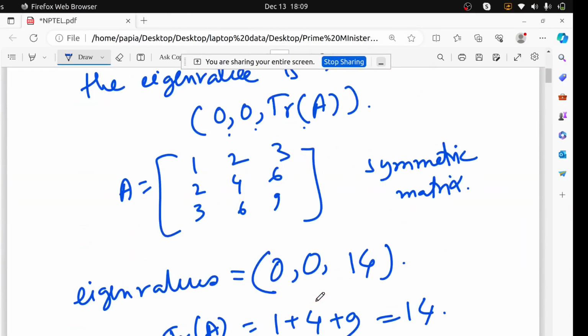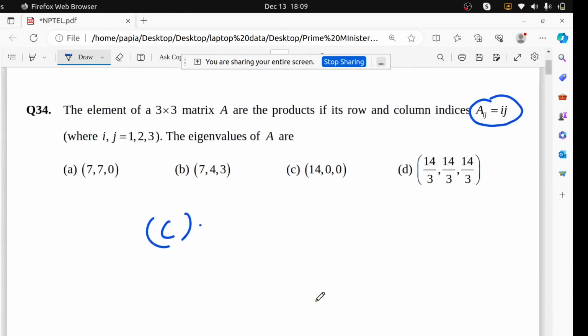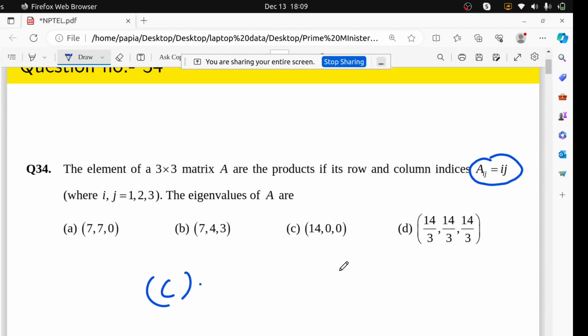Now come to the second question maybe. Or it is fine, right? Because the main point of this question is that we have to check the eigenvalues of a symmetric matrix, and it will be 0, 0 and trace of A. And this one is fine. AI is equal to IJ. This is nothing but a symmetric matrix formation.